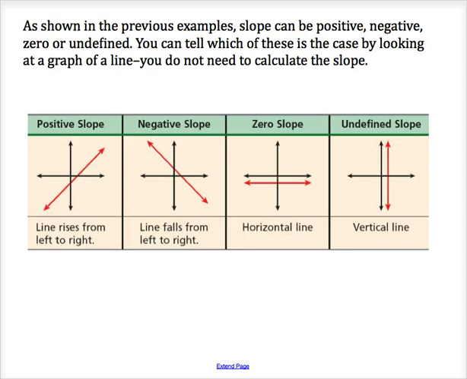This is definitely something I want you to copy and paste in your notes just so you can have this graphic for yourself. Again, left to right, this is positive. Left to right, this is negative. The zero slope is a horizontal line, and the undefined slope is a vertical line. So you can just look at them. You don't even need to calculate the slope to determine if it's positive or negative, zero or undefined.